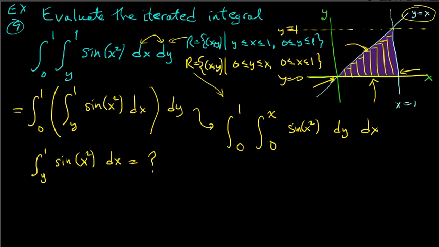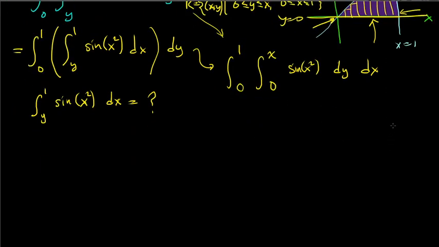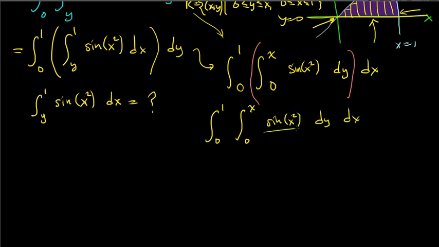Having switched the integral from dx dy to dy dx, switching the order of integration, you might wonder, how does that help? Because I still have to do this inside integral here. I still have to integrate from 0 to 1 of the integral from 0 to x of sine of x squared. And yeah, we don't know how to integrate sine of x squared. That was the issue.